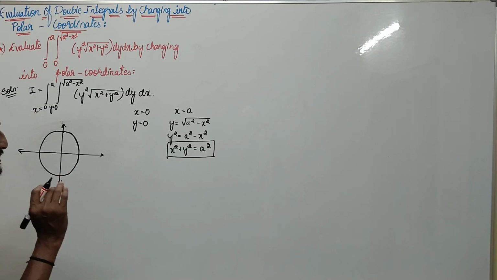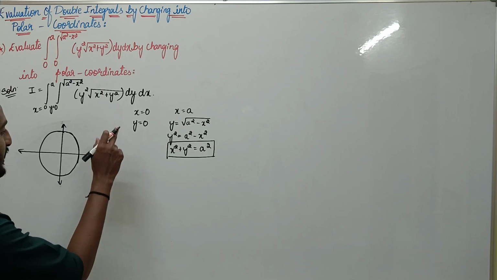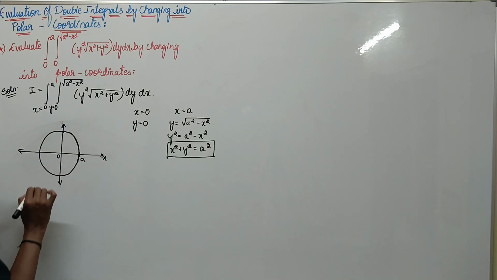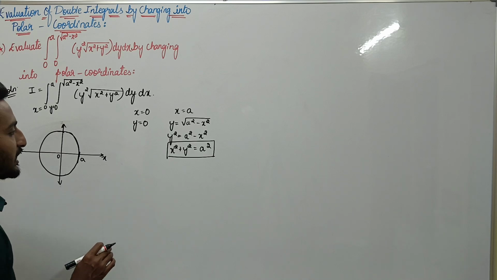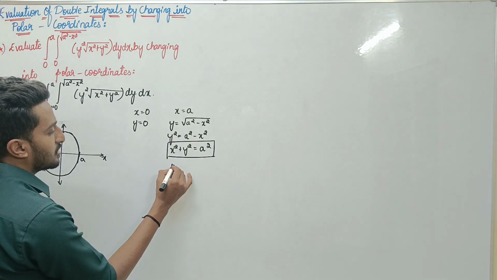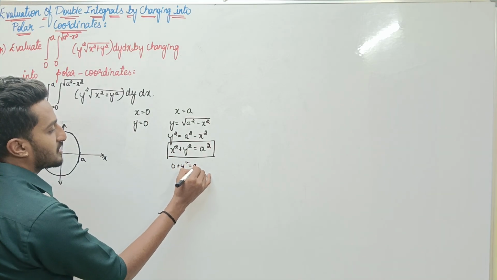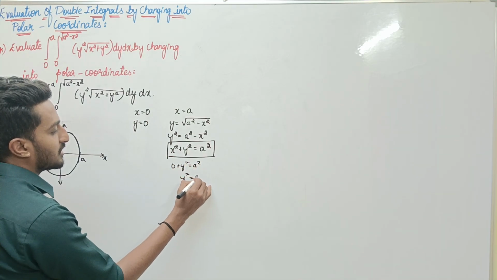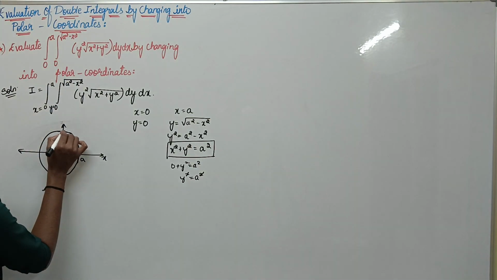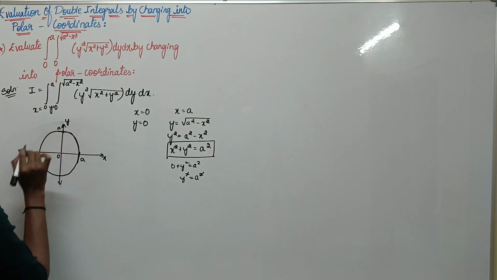Done. Now this is the equation of the circle, where x is from 0 to a. Now if I simplify with respect to x, see, if I give x equal to 0, then 0 plus y square is equal to a square. Again y square equals a square, the square root on both sides cancels, y equals a. Again with respect to the y axis, it is also a.